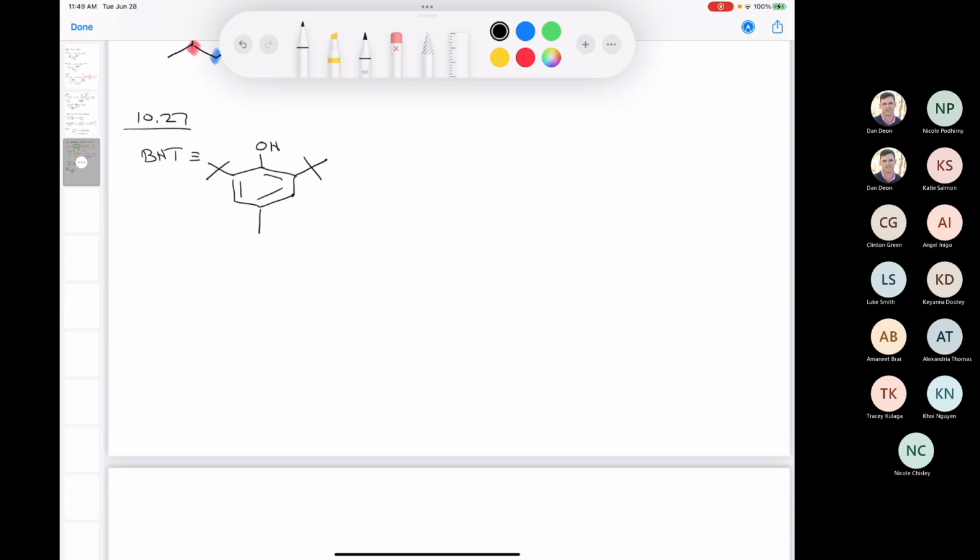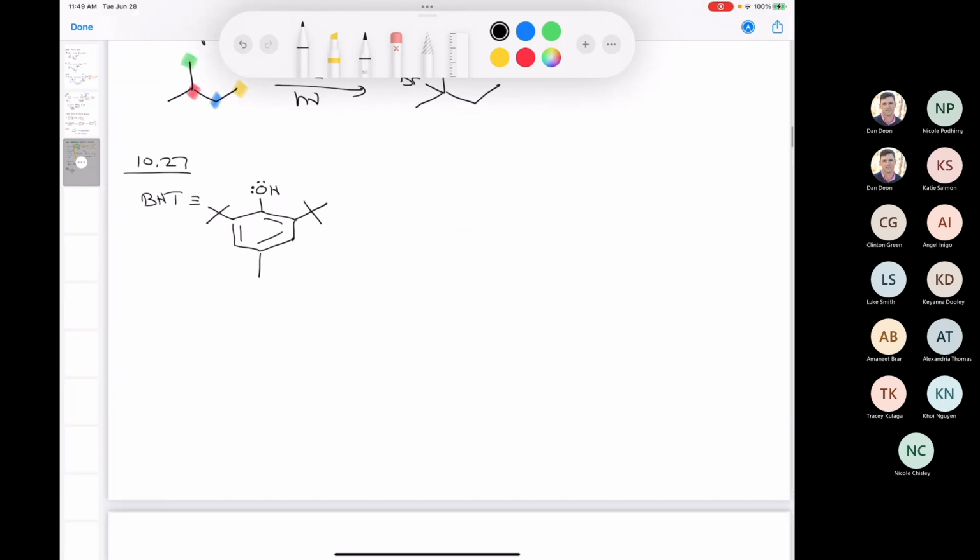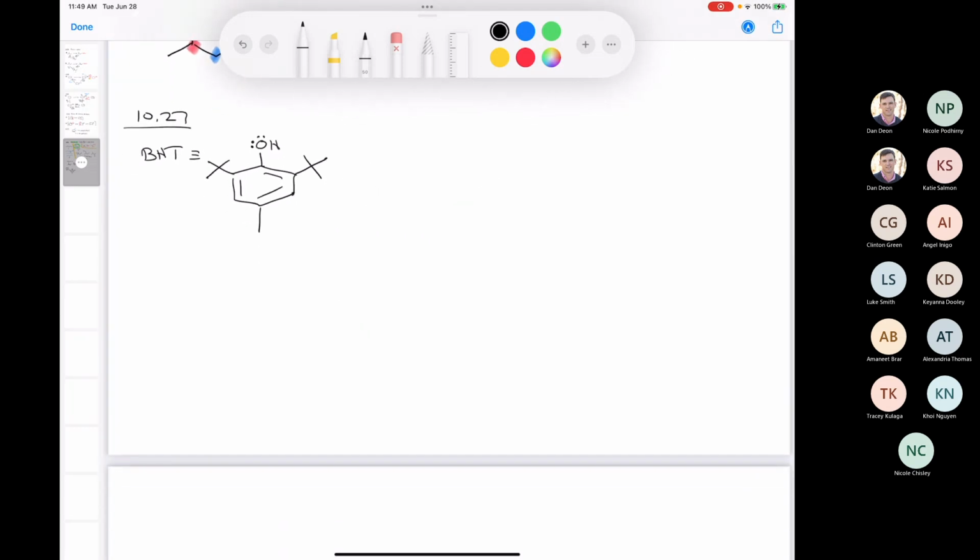or BHT. So what happens is, when you rip this proton off, remember that the oxygen has 2 lone pairs on it like this. So if you rip off the hydrogen in a homolytic bond cleavage, what you end up with is this radical. So let's draw the radical. You have the oxygen surrounded by 1, 2, 3, 4 electrons, and you have your tert-butyl, another tert-butyl, and your methyl group. So let's see if we can draw all the resonance contributors to the hybrid.